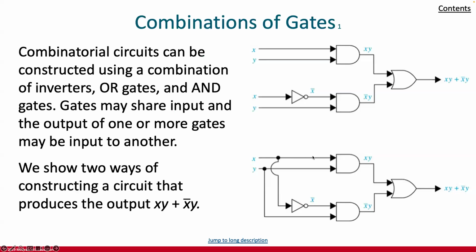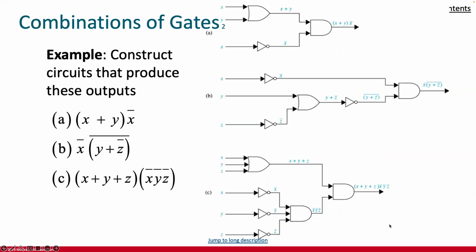So this means that X flows into the input of that AND gate, and this X also flows into this inverter here, and so it produces X bar. Y goes into this input and Y goes into that output, just to give you an idea. So this is how we showed there are two ways that we can construct a circuit of XY plus X bar Y. And you can see that they're really the same circuit. The only thing is that we're having a slightly different syntax for this.